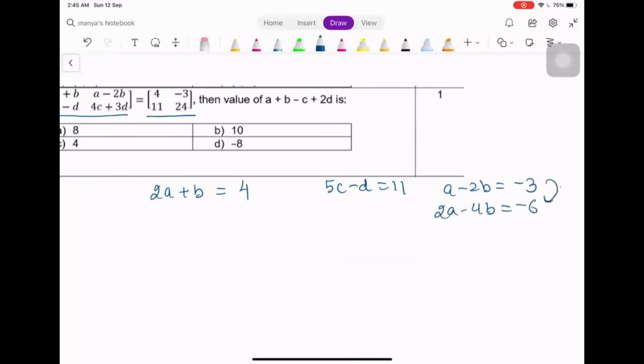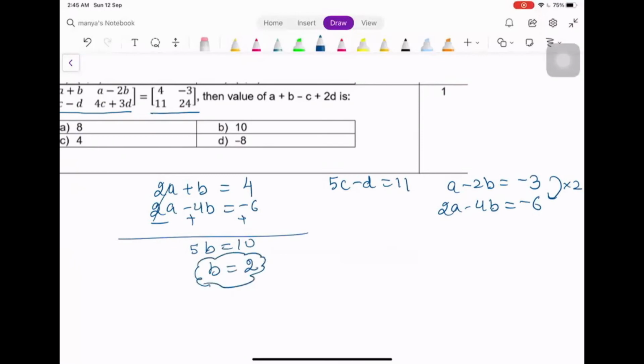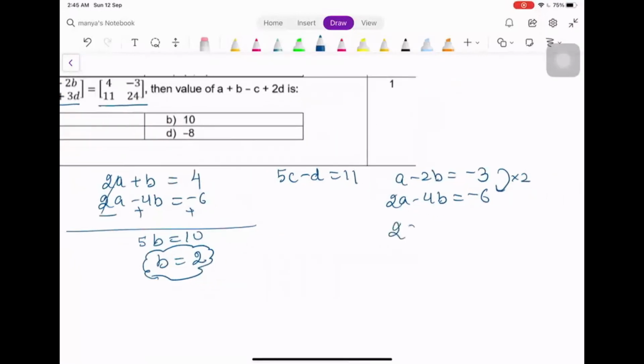We have multiplied this by 2. 2A minus 4B is equal to minus 6. Minus positive and positive again. This is 5B is equal to 10. So B is coming out to be equal to 2. When B is equal to 2, 2A plus 2 is equal to 4. 2A is equal to 2. So A is equal to 1.